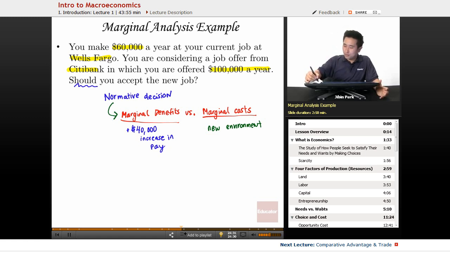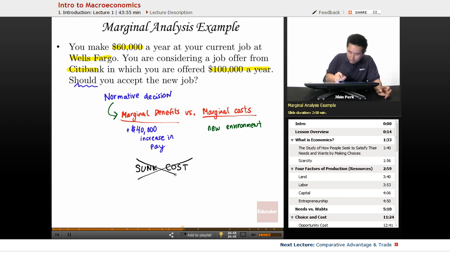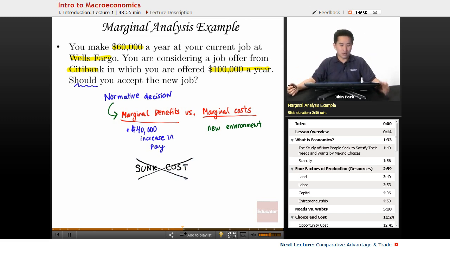The thing that you absolutely should not consider when you're dealing with marginal analysis is the idea of sunk cost. Sunk cost is definitely something that should not be considered when making a decision. So the fact that maybe you've worked at Wells Fargo for 20 years, that's a sunk cost. That's something that can't be recovered, so it's not really included in your decision making.